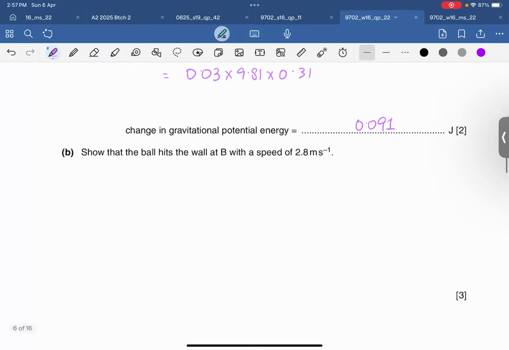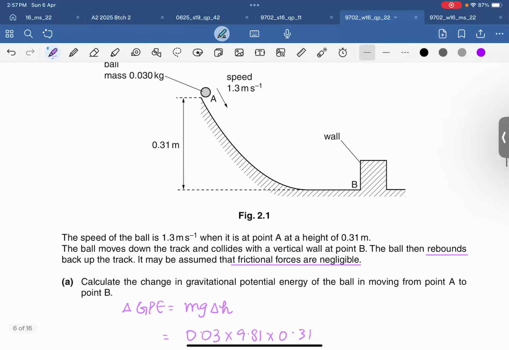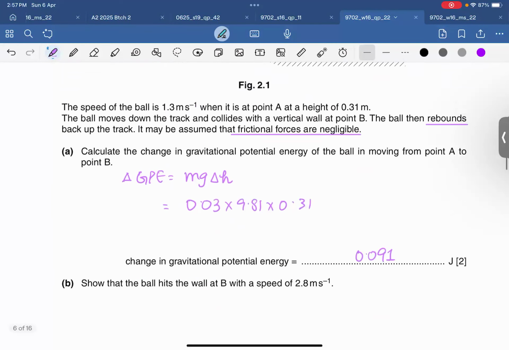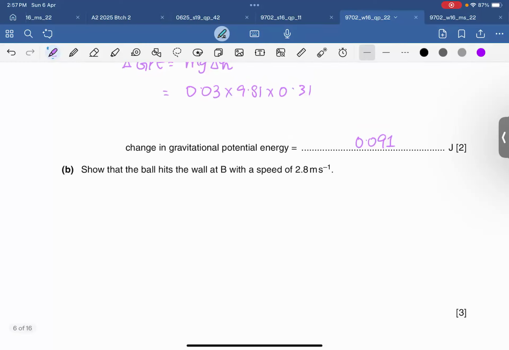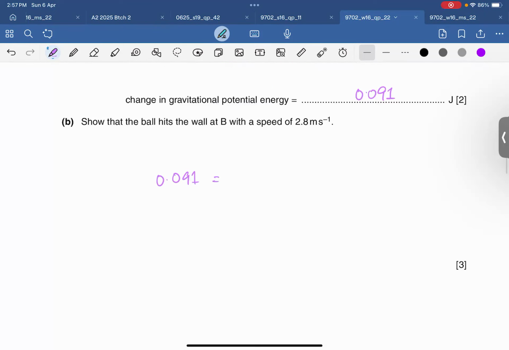चलो आगे आ जाओ. So the ball hits the wall at B with a speed of 2.8 meters per second. Okay. We have change in energy. क्या कॉन्सेप्ट लगाओगे by the way? Whatever the change in gravitational potential energy should all be converted into the kinetic energy, half m v squared. So mgh is equal to half m v squared. So you can say that 0.091, which is the loss in GPE, should be equal to half m (v squared minus u squared).